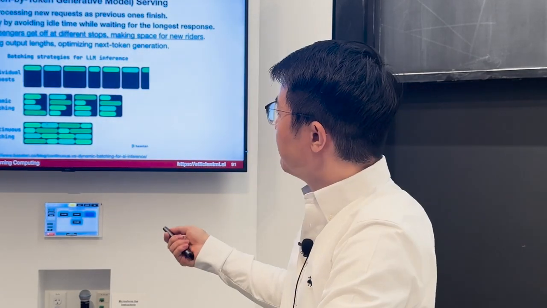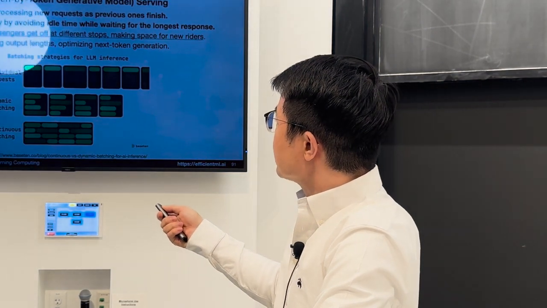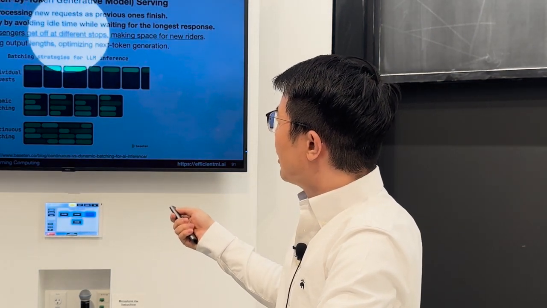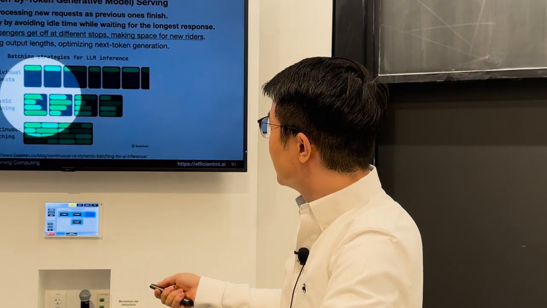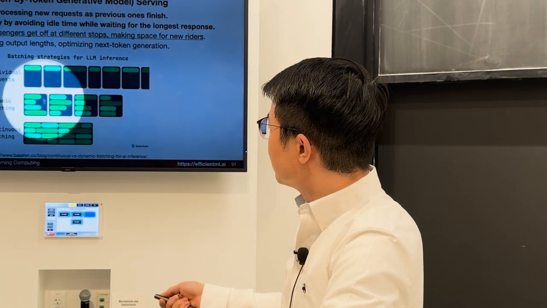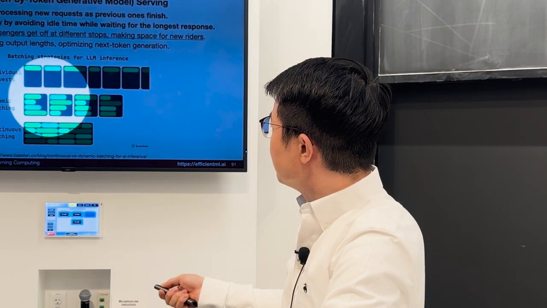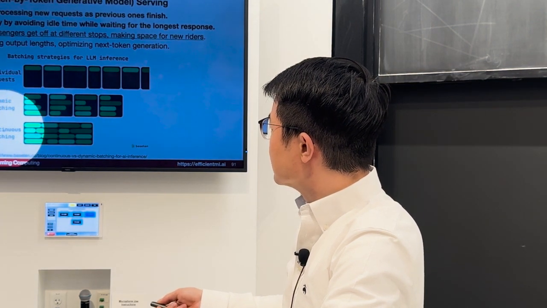This is like a bus where passengers can get off at different stops, and we can immediately make space for new riders. So here we have people get off the bus, and then we can immediately make this space for new riders. This is continuous batching versus dynamic batching.